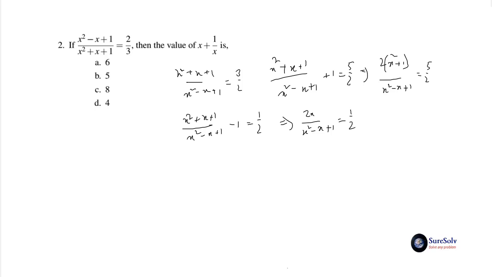In the third step, the first result is divided by the second result. As the denominators are the same, the result of the division becomes x squared plus 1 divided by x equal to just 5. And this is nothing other than x plus 1 by x equal to 5. We have got the answer directly. Answer: option B, 5.